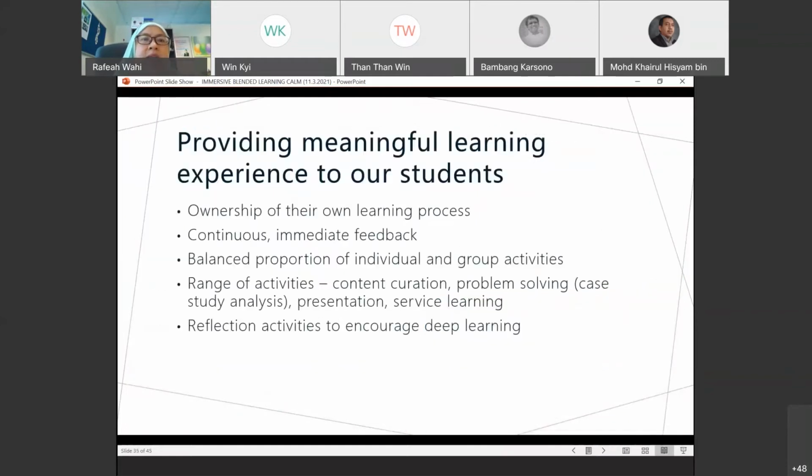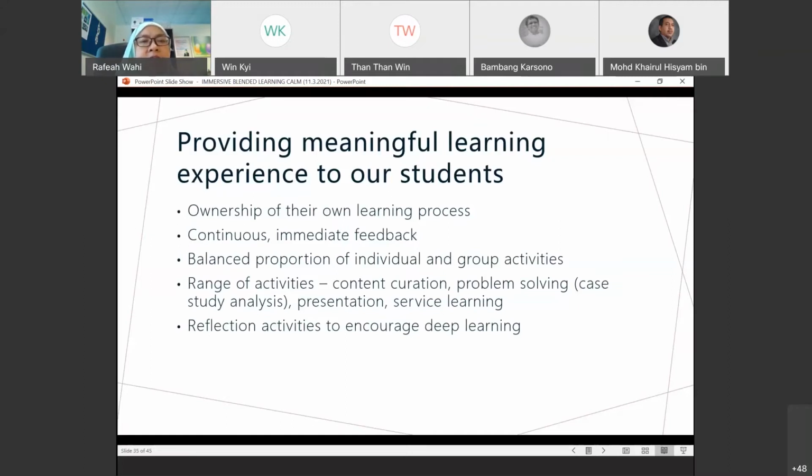All right. This is how we try to provide a meaningful learning experience to our students by giving them ownership of the learning process. Of course, we have to fulfill the CLO achievement, the criteria of SULAM, and other KPIs that relate to us. But what matters most is how these KPIs can help our students to own their learning. Ownership of their own learning process, and us giving the students continuous immediate feedback.